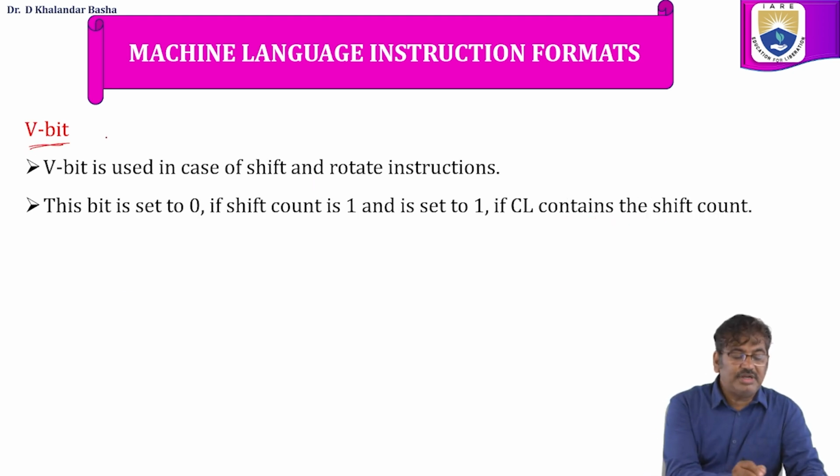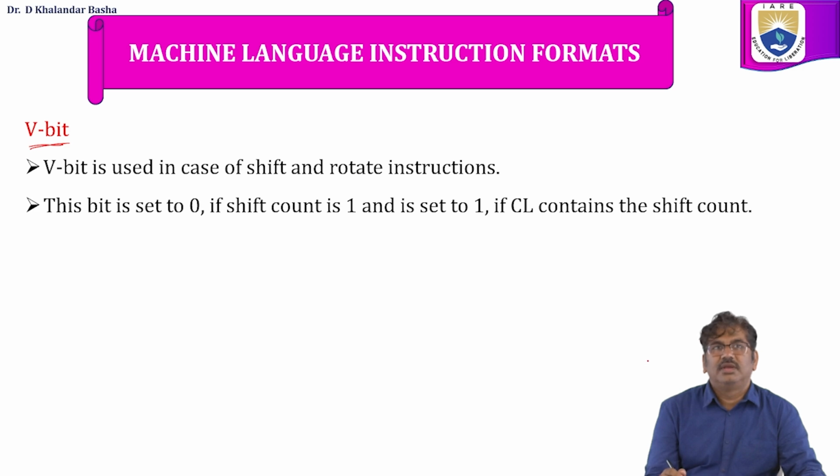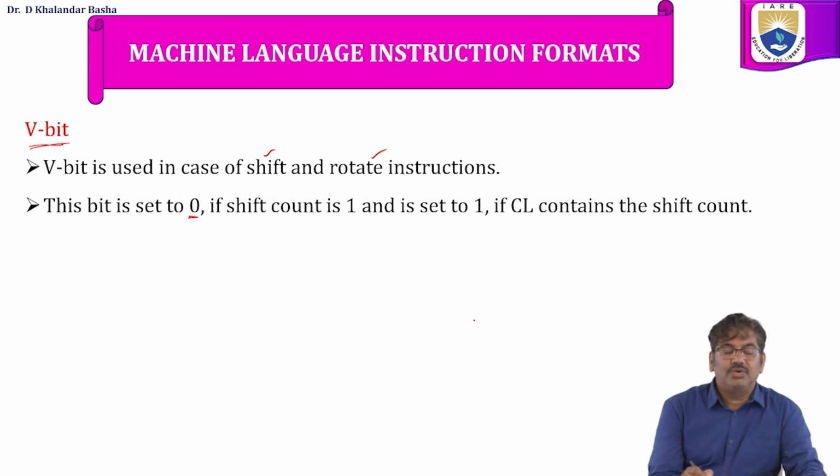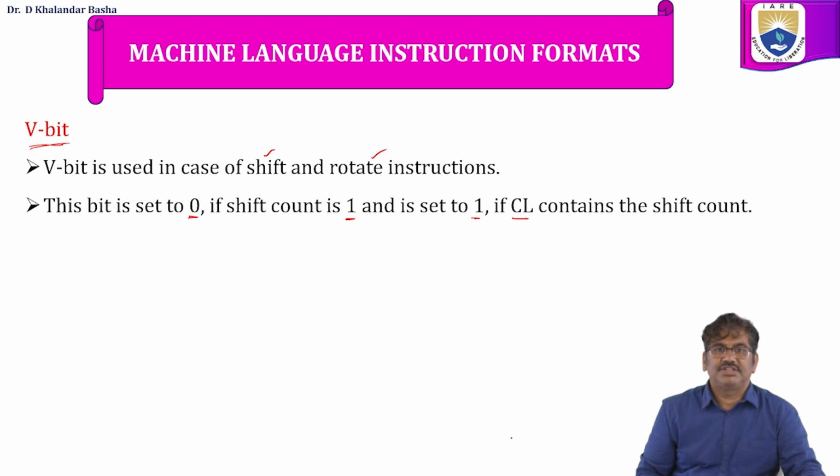The next one corresponds to the V bit. The V bit is used in the case of shift and rotate instructions. If the V bit is equal to 0, the shift count is 1. That is a default shift or rotate. And if the V bit is set to 1, then the count we have to specify in the CL register, where the CL register is the default counter for holding how many shift operations are going to be performed.